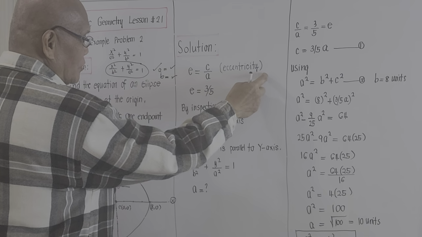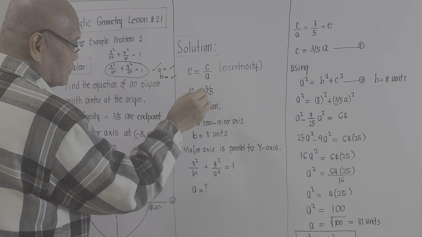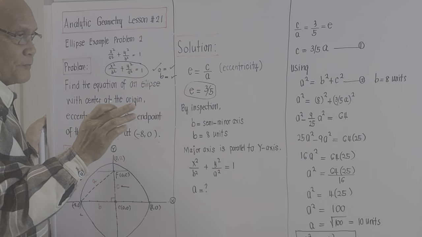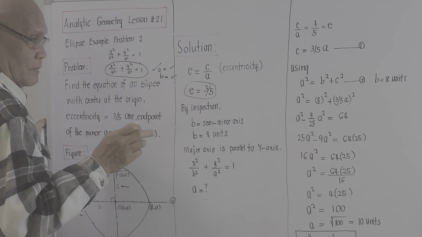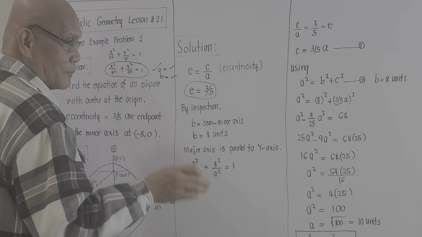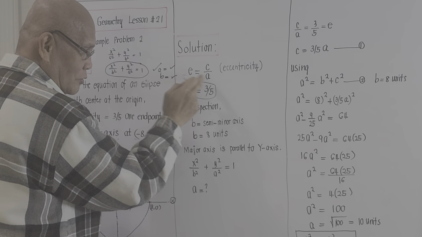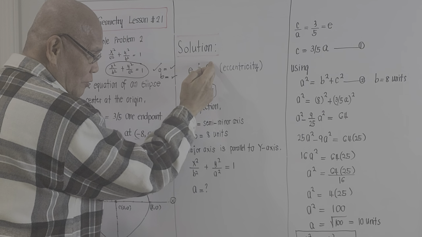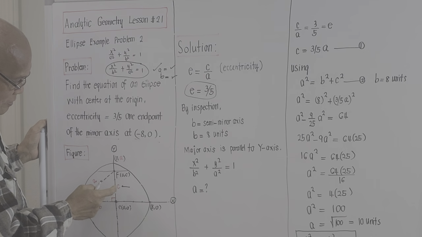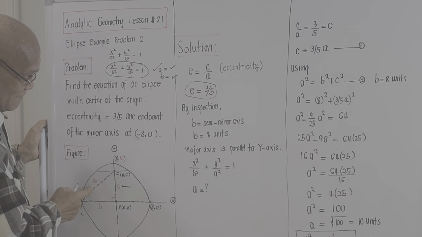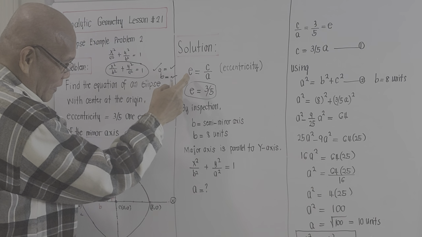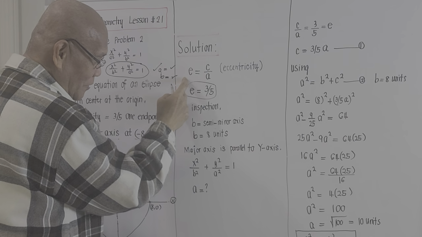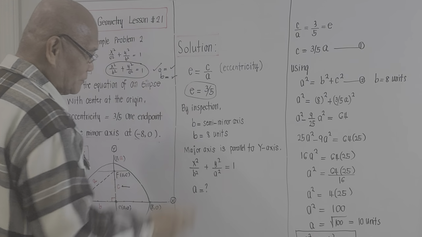The given eccentricity is 3/5. And for an ellipse, the formula on how to compute for the eccentricity is given by this equation here, that is eccentricity E is the ratio C/A. That's the formula on how to compute for the eccentricity for an ellipse. Eccentricity for an ellipse is the ratio C/A.